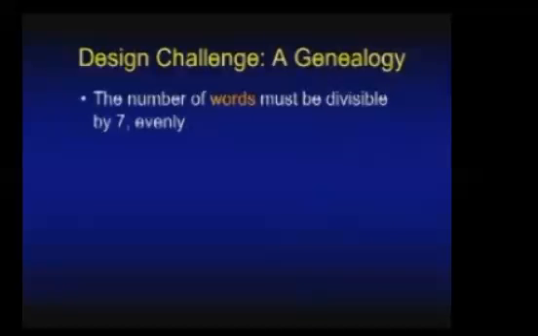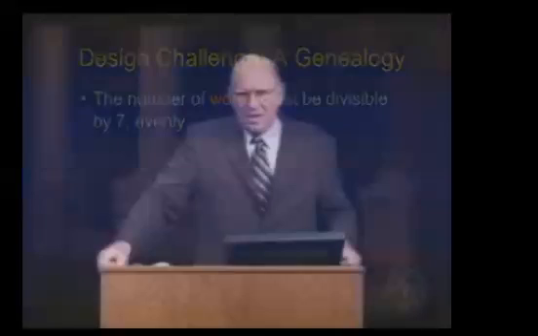Imagine you were given this assignment in school. I want you to develop a genealogy from fiction, just from your imagination. But I want the number of words that you're going to turn in on your paper to be divisible by 7 evenly. In other words, if I count the number of words divided by 7, there's no remainder. How many of you could do that? You could probably fudge and make that work out, couldn't you?